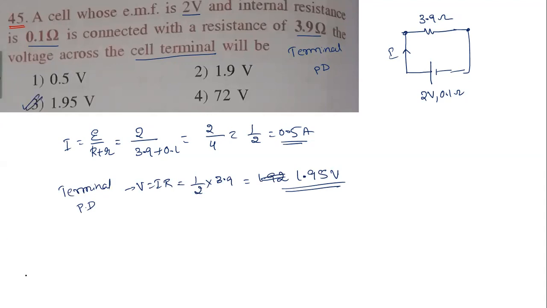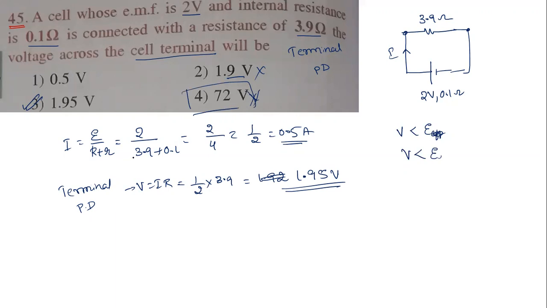Where is the answer? First option. Many of us make a small mistake here. While calculating, you'll get 1.9. No, because 1.95 is also there, you should look at it. And directly you can cancel this 2 volt option, because the terminal potential difference is always less than the EMF. That is a hint you need to remember. Straight away you can cancel some of the options here.